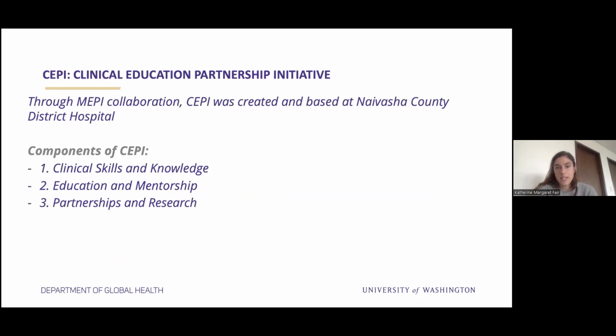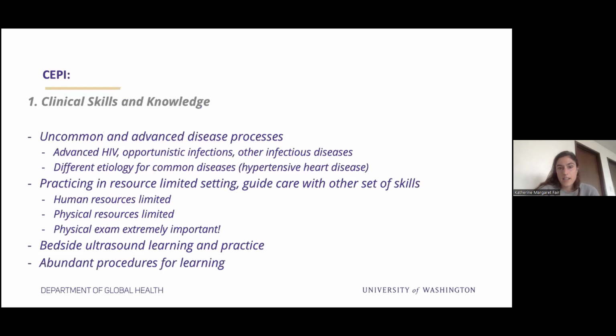And then MEPI became CEPI, which was just the Naivasha site, where our focus is on clinical skills and knowledge promotion, education and mentorship, and then partnerships and research. So rather than a model in which we go and just provide care, although we've been there for about 10 years and we do sometimes do direct care, I attend on the medicine wards there.